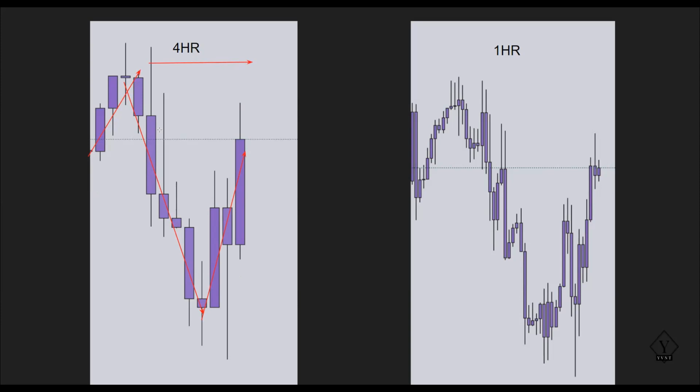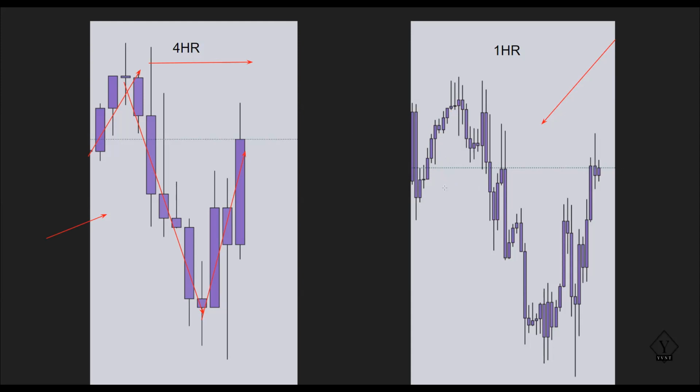Whereas on 1 hour, you only need to wait 1 hour to see the data. Meaning the data on the left is the same data on the right. What you're seeing here is the same as what you're seeing here. It's just that on 1 hour, if a new candlestick comes up, we don't wait 4 hours, we just wait 1 hour and then a new candlestick comes up, and so on.